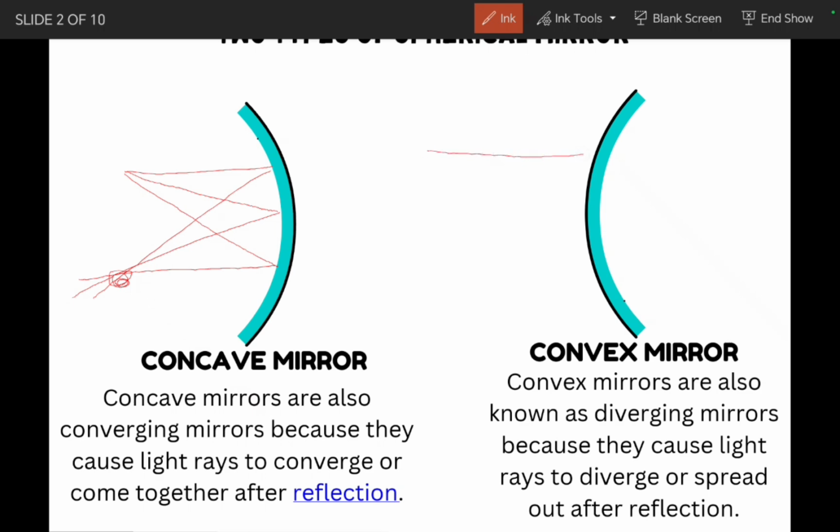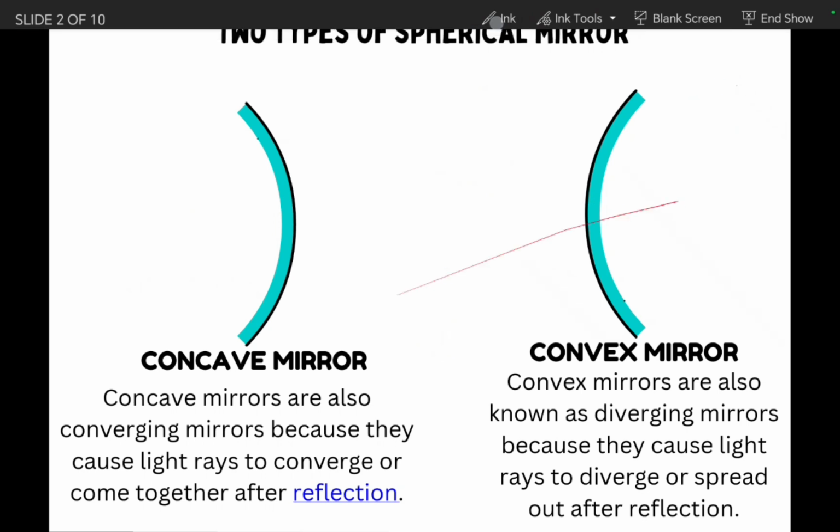For example, this one we have here. I'm sorry for my drawing, it's not a straight line. We move upward. This is just an example, class. Then we come back. So see, they did not come together. That's why a convex mirror is also called a diverging mirror. So that's just part of our recall. Now let's proceed.